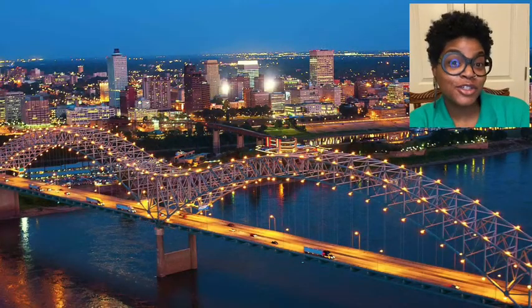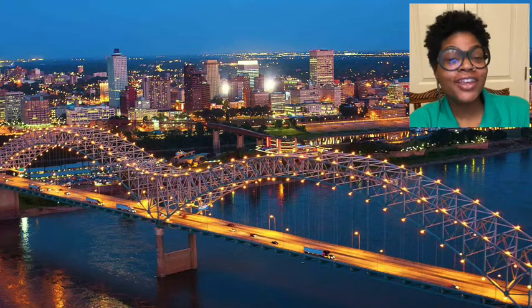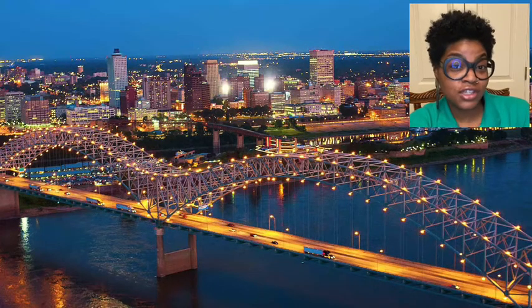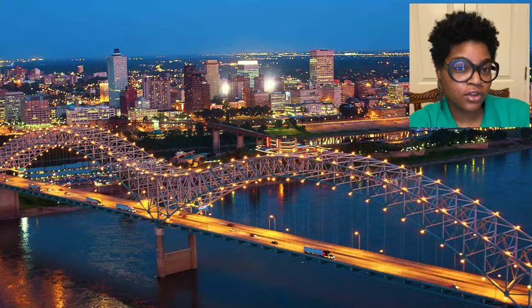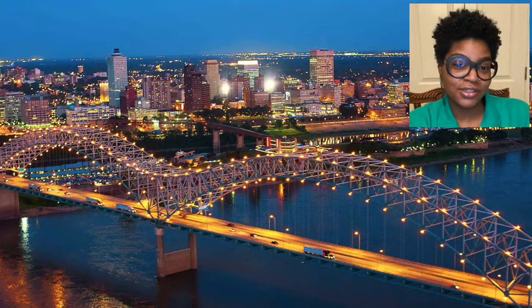Let's take this picture of Memphis, for example. In the foreground, which are the things closest to you, there's a bridge. The background, which is everything that's the furthest away from you, in this picture would be the buildings.